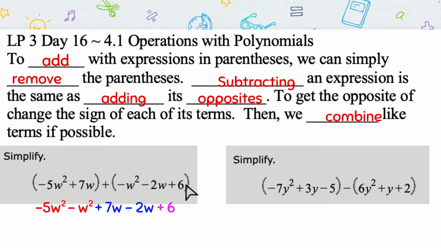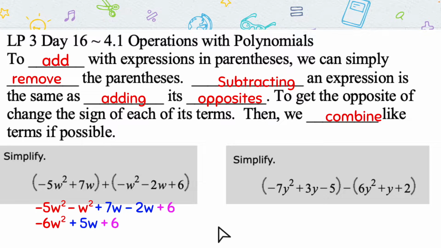So now we're just going to add. Negative 5 minus 1, remember there's a 1 there even though I can't see it, gets me negative 6w squared. 7 minus 2 is 5, so I have 5w, and then plus 6. So we're just grouping like terms and then combining.